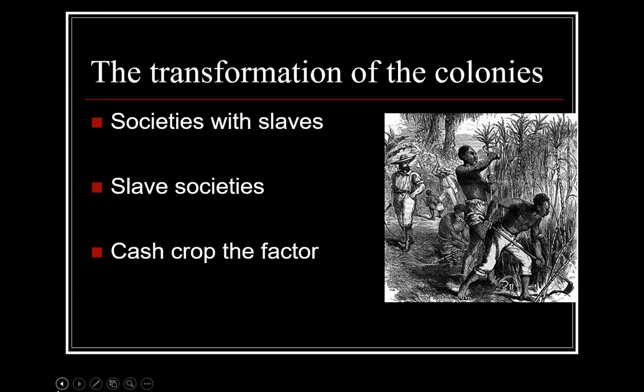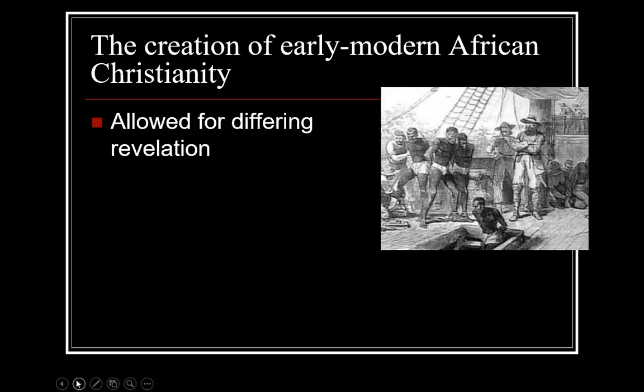Having said all that, let's move into thinking about early modern African Christianity. It's a very complex process as it developed. Certainly, as I mentioned, African religions, African culture allowed for differing revelation, and that kind of gets carried over into African Christianity.